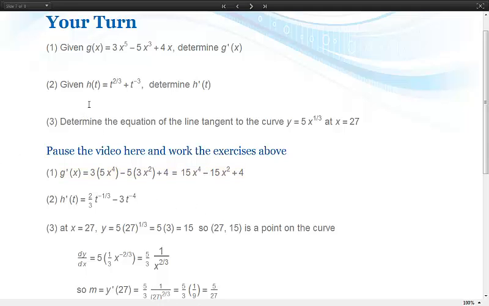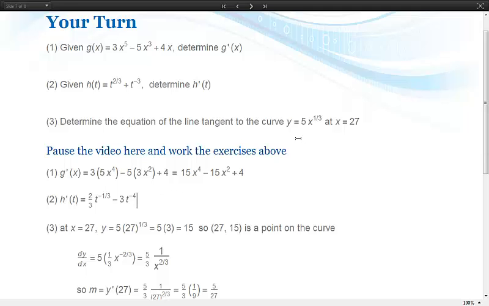In the next exercise, h of t, the derivative is 2/3 t to the minus 1/3 minus 3 times t to the minus 4. Again, using the power rule, in this case for fractional and negative exponents.